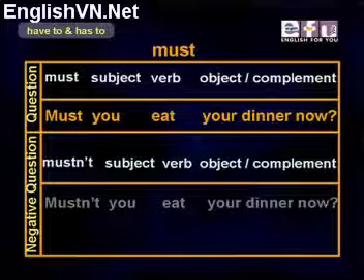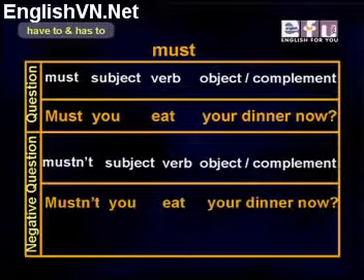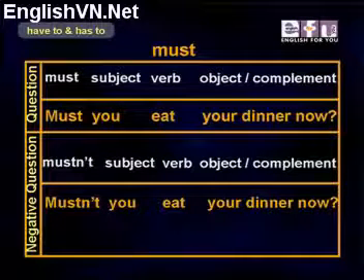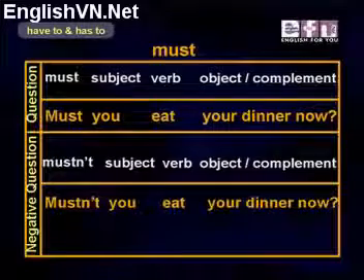And we also have a negative question form. Mustn't you eat your dinner now? Start with mustn't, plus subject, plus verb, and then your object or complement.